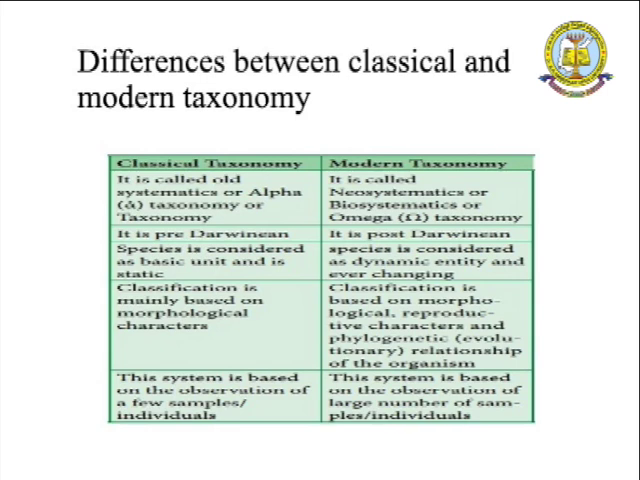What are the differences between the classical and the modern taxonomy? The classical taxonomy is also called the old systematics, alpha taxonomy. Already we discussed omega taxonomy. Omega taxonomy is also the modern taxonomy. In previous days there was only natural classification and artificial classification. In modern days it is also called neo systematics, or biosystematics, or omega taxonomy. Biosystematics and the next one is neo systematics.